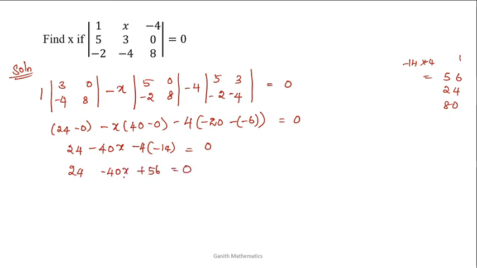So when this minus 40x goes to the other side, that will be plus 40x, and 24 plus 56 will be 80. So 80 is equal to 40x, and your x is equal to 80 by 40, and that is 2. So x is equal to 2. Hope you understand the concept of minor, cofactor and determinant.